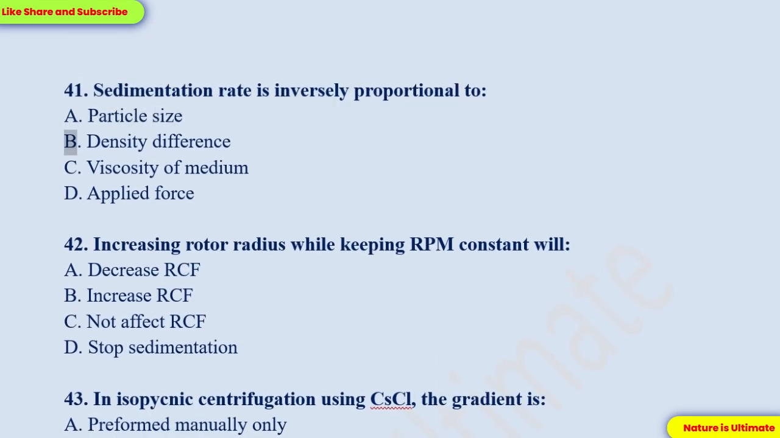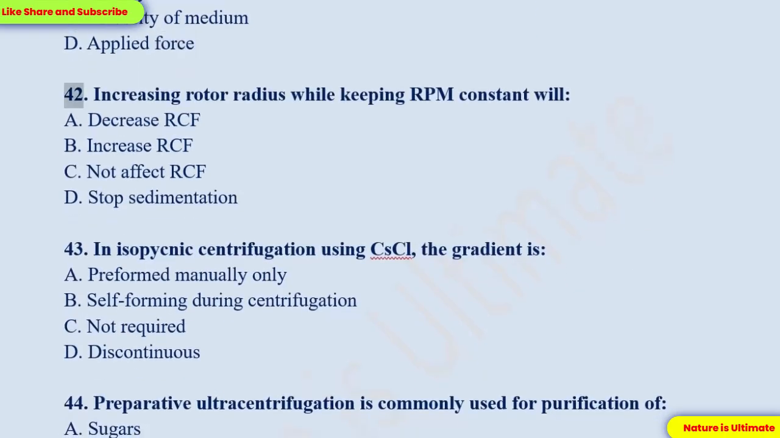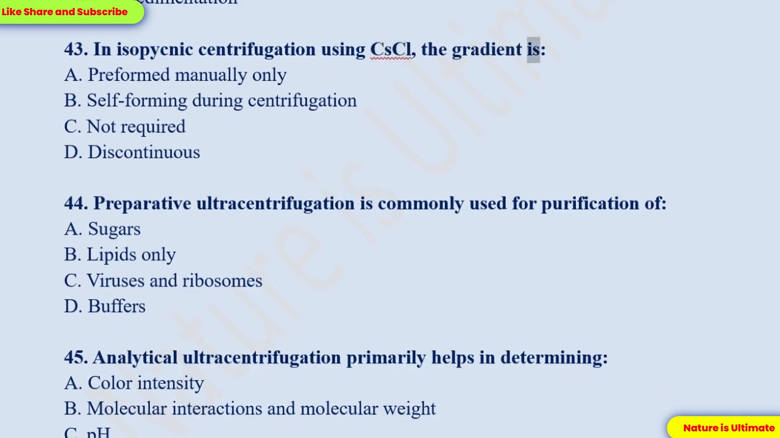41. Sedimentation rate is inversely proportional to A. Particle size. B. Density difference. C. Viscosity of medium. D. Applied force. 42. Increasing rotor radius while keeping RPM constant will A. Decrease RCF. B. Increase RCF. C. Not affect RCF. D. Stop sedimentation. 43. In isopycnic centrifugation using CsCl, the gradient is A. Preformed manually only. B. Self-forming during centrifugation. C. Not required. D. Discontinuous.